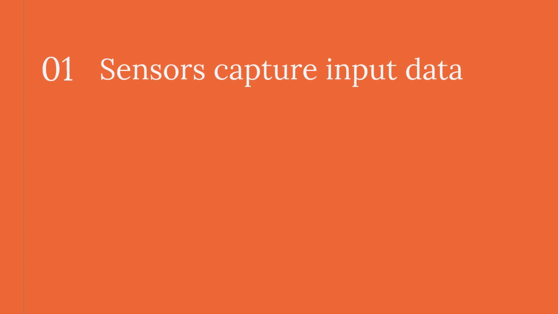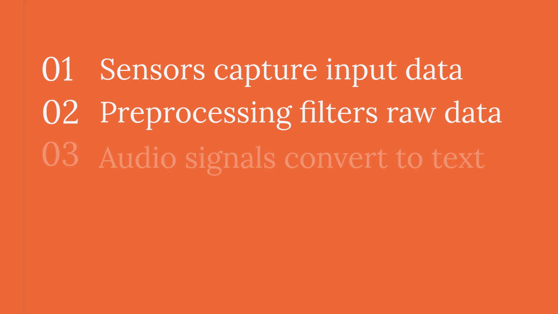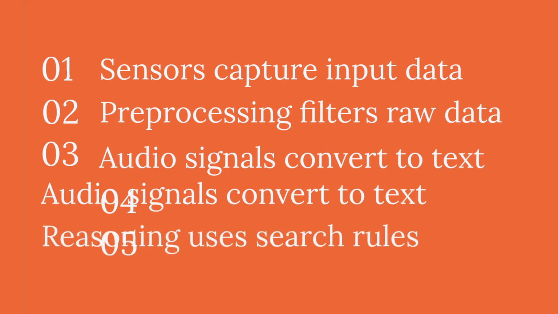Perception starts with sensors such as cameras, microphones, global positioning system sensors, or other inputs. Pre-processing filters raw data, such as converting audio signals to text. Reasoning may use rule-based systems, search algorithms, or reinforcement learning. Action modules then use actuators, application programming interfaces, and action planning to execute decisions.